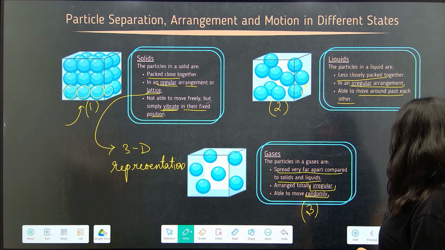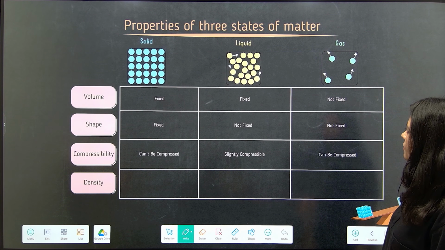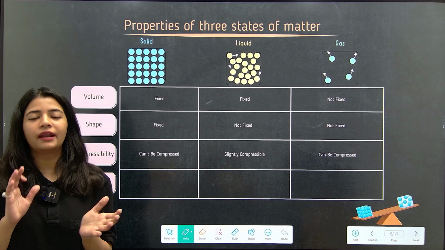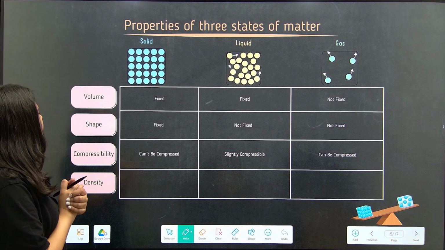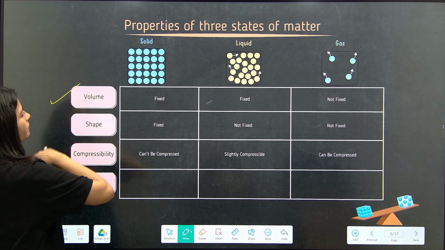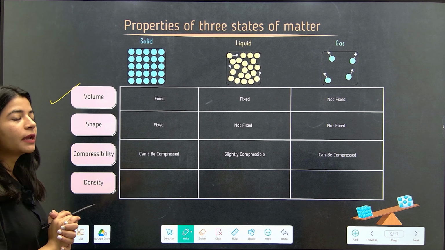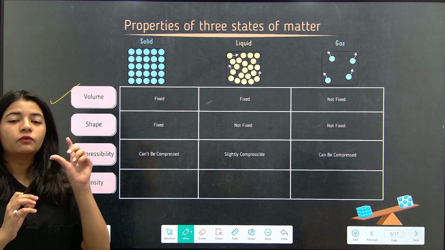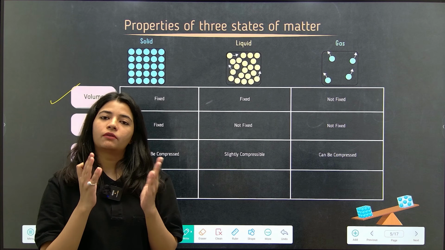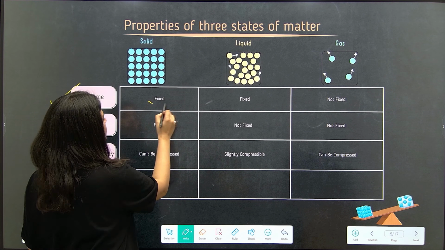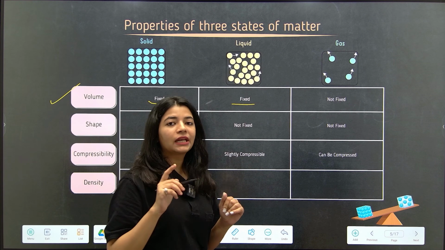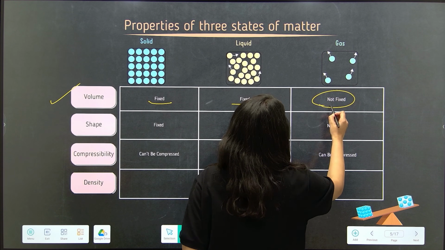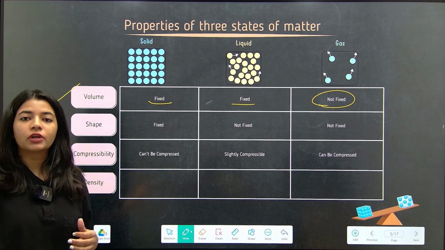Next, let's try to understand a few properties of solids, liquids and gases. The first property is volume. At the beginning of this chapter, I showed you a water bottle, and I told you that the volume of solids and liquids remains the same. So we have already answered this. But in the case of gases, the volume cannot be fixed. It keeps on changing.